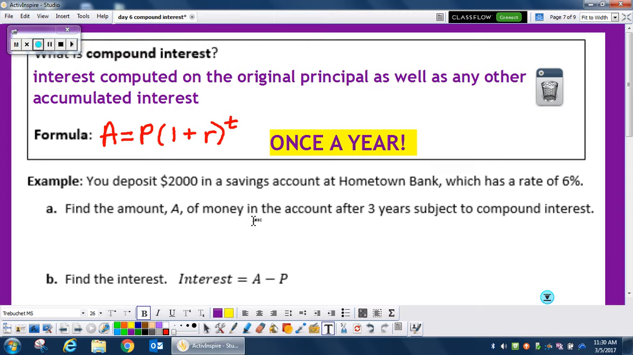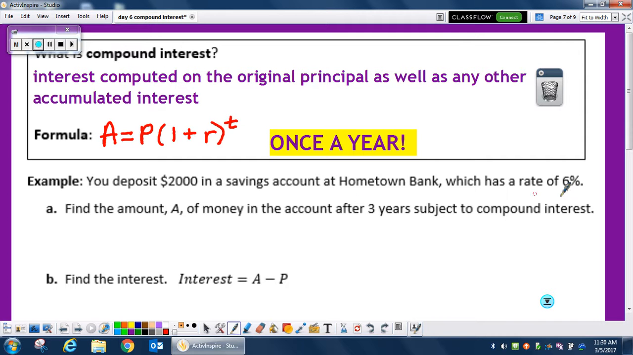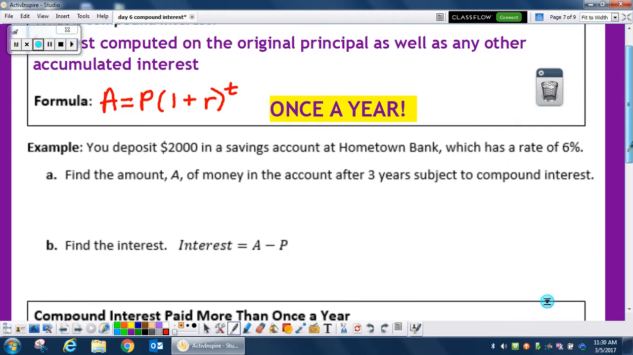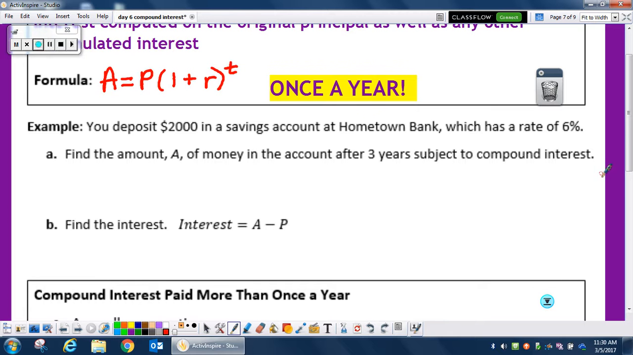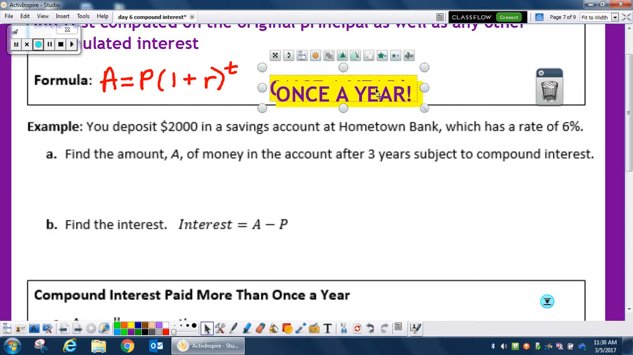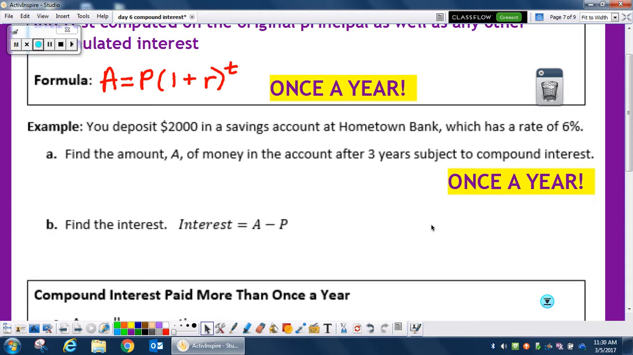All right, so our first example is you deposit $2,000 into a savings account. So you're putting money into a bank because you want to earn interest on that. So in this case, interest is a good thing. It has a rate of 6%, so find the amount of money in the account after 3 years subject to compound interest. And notice it doesn't say anything about more than once a year. So this is another example of once a year. Okay?